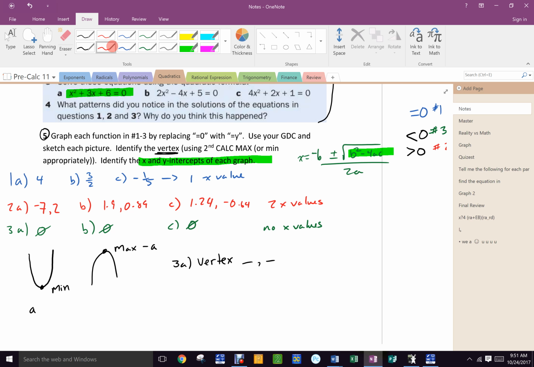Remember, there's a couple of things you may need to do. You may need to change your window size. The first thing we try is zoom 6. Zoom standard. If it's still not on the screen, then you got to worry about moving your window around. But zoom 6 should take care of all of these.